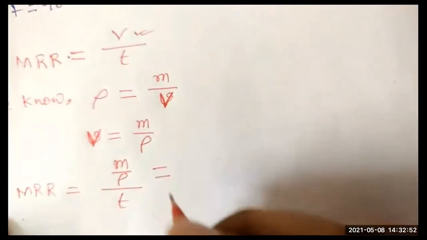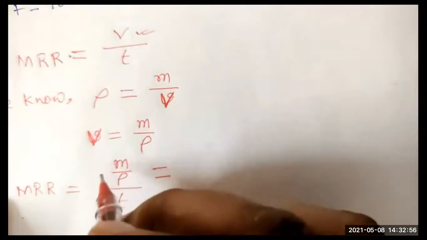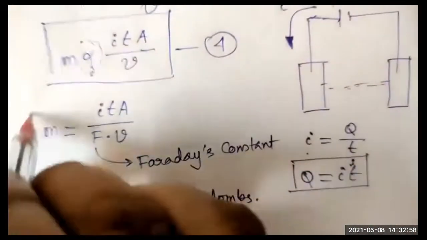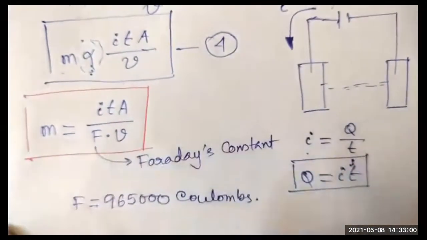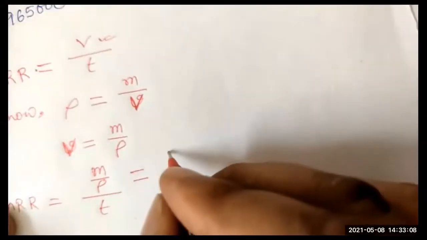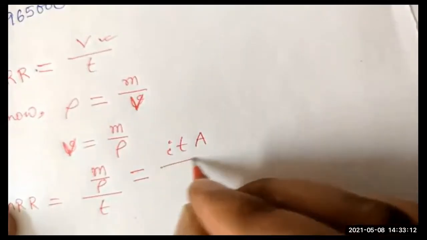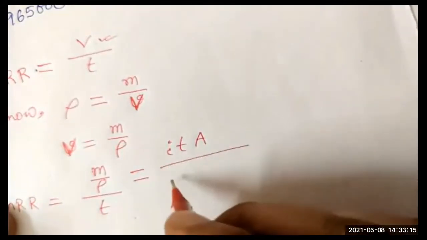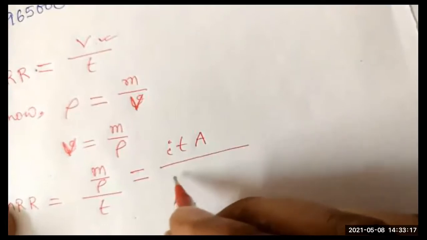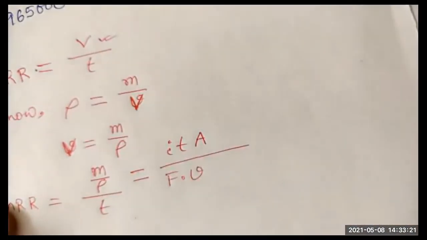Okay. So further, if we calculate, what we will get? We already have calculated the value of M. What is this? M is this ITA divided by F into V. Okay. So in place of M, what we are going to write? We are going to write ITA divided by F into V.